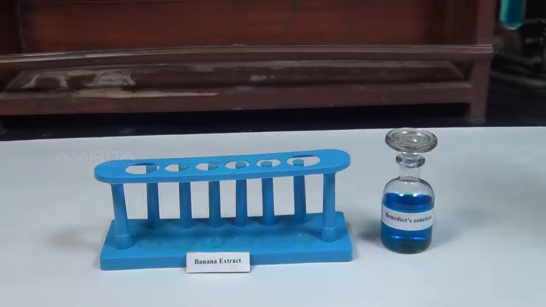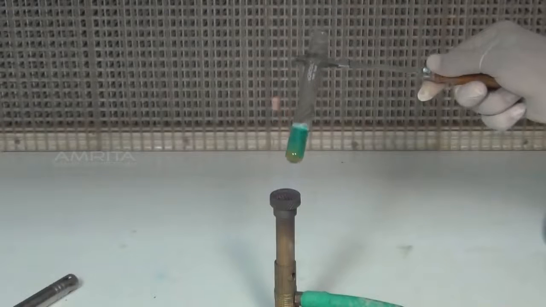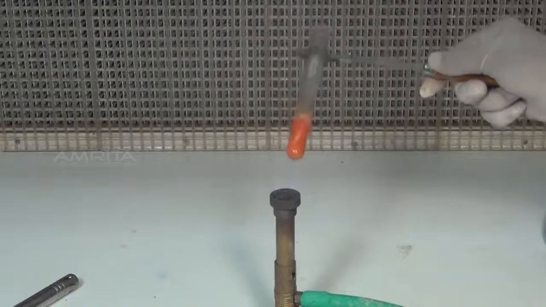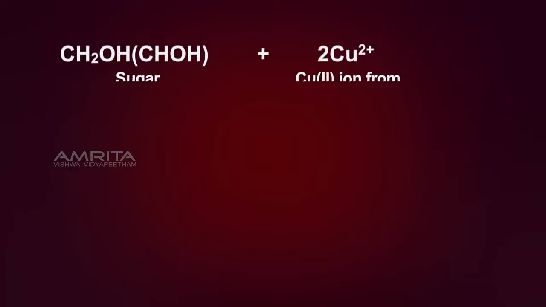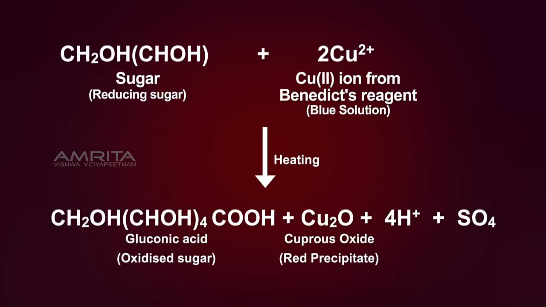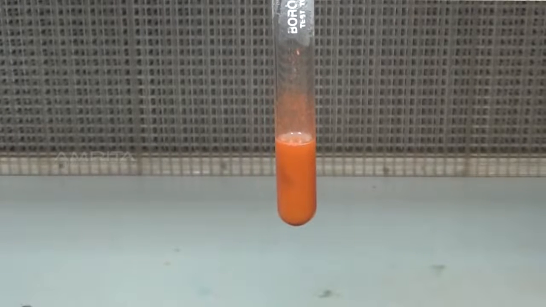Boil the sample over a burner for 2 minutes, holding the test tube firmly with the test tube holder. Keep shaking the test tube as it is being heated. A brick red precipitate appears, indicating the presence of glucose in the banana extract. Conclusion: on boiling banana extract with the Benedict's reagent, the cupric ion present in the Benedict's reagent is reduced by the reducing agent, sugar, to form a brick red colored precipitate of cuprous oxide.